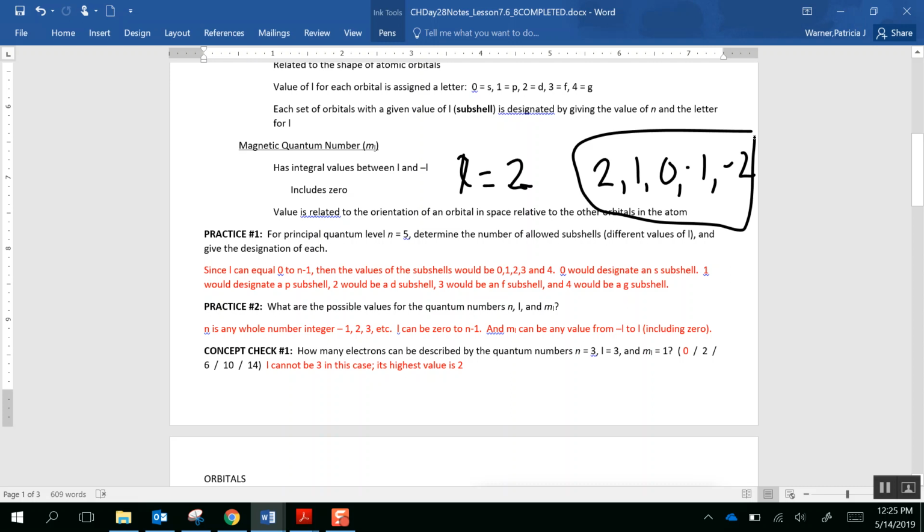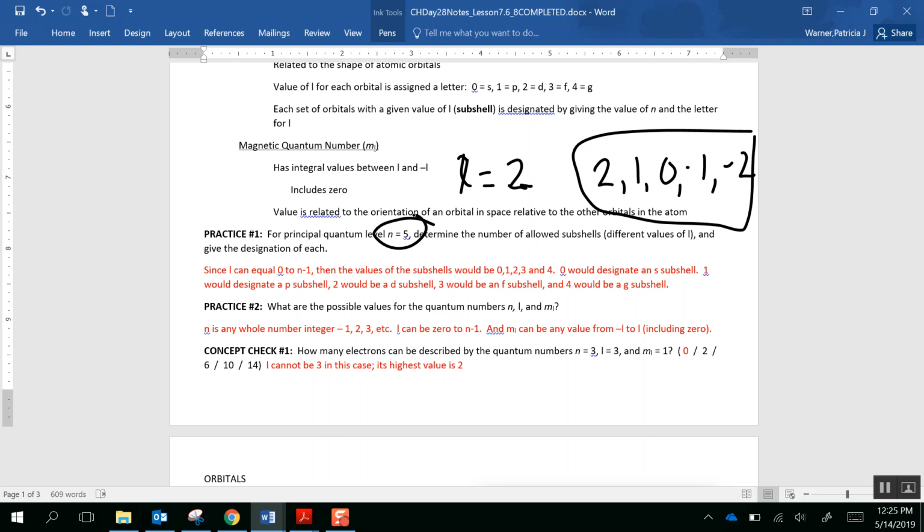Practice problem number 1 says for principal quantum level n equals 5, determine the number of allowed subshells, or different values of L, and give the designation of each. So if n equals 5, then L can go from 0 to n minus 1. So L can be 0, 1, 2, 3, or 4. 0 would be an s, 1 would be a p, 2 a d, and so on. Practice problem number 2. What are the possible values for the quantum numbers n, L, and m sub L? This does not indicate a negative here, but n is any whole number integer, 1, 2, 3. L can be 0 to n minus 1. And so practice problems 1 and 2 are just a repeat of the notes we've already talked about.